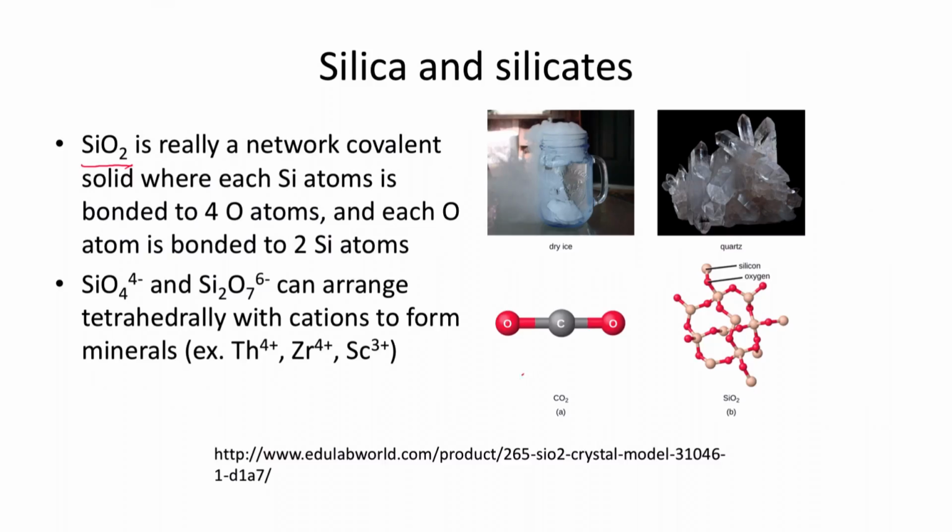If I compare it to something like CO2, carbon dioxide, there you can see it a little bit more easily. Carbon dioxide is a molecule, just has 1 carbon in it and 2 oxygens, and that's it. SiO2 is not just replacing the silicon in place of the carbon, but rather it's this whole network of lots and lots of silicons and lots of oxygens. But the ratio of oxygen to silicon is just 2 to 1. Now these silicates can arrange in tetrahedral fashions with cations to form minerals. The minerals could be with cations such as zirconium or scandium or thorium.